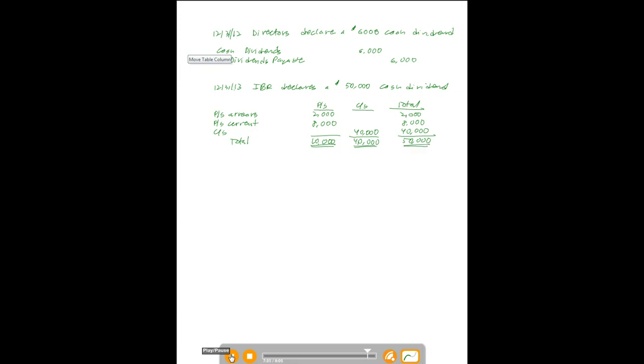So whenever you're doing problems, you have to read carefully to find out two things. One, is preferred cumulative or not? If it's not cumulative, then whatever dividends they miss out on, they don't get. And if it is cumulative, read carefully to find out if it's got any years in arrears. Might be 1, 2, 3 years in arrears. In this case, it wasn't even a full year in arrears because we paid 6 and we owed them 8. So you just have to be mindful and read carefully.